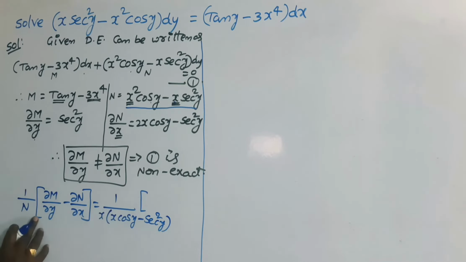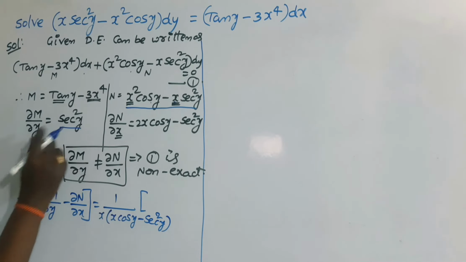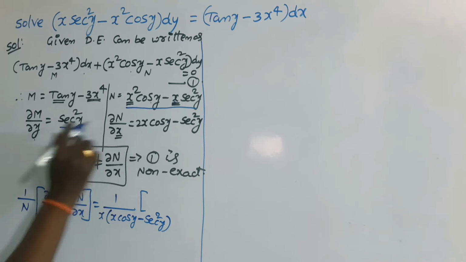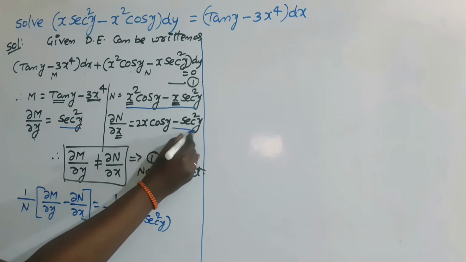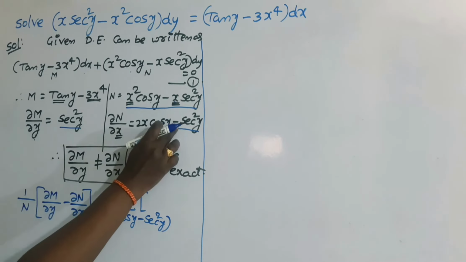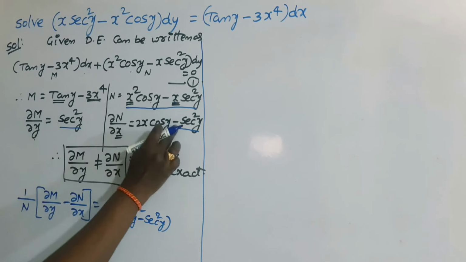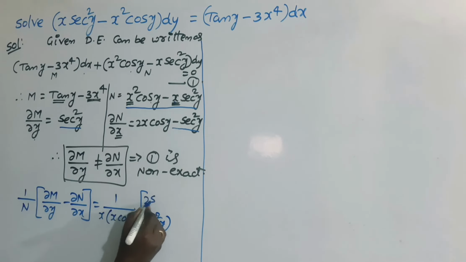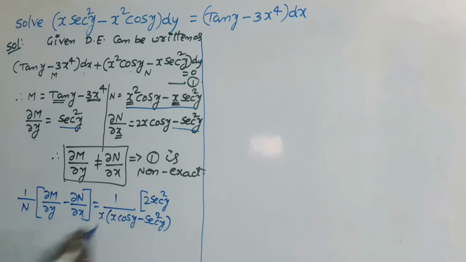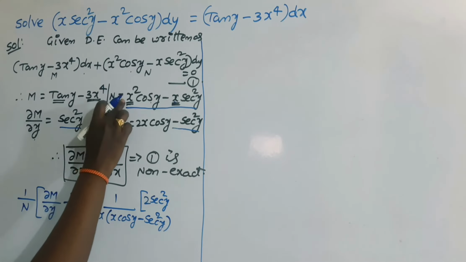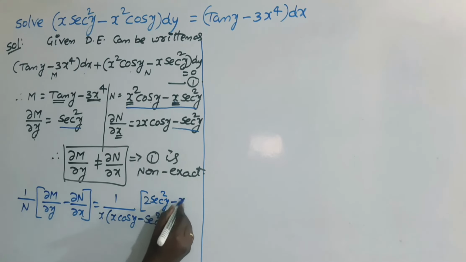Whole into, what is ∂M/∂y? sec² y minus ∂N/∂x. Already here we have negative sec² y. Negative of negative, positive. So sec² y plus sec² y becomes 2 sec² y. Minus, we have to write this term which is x² cos y.